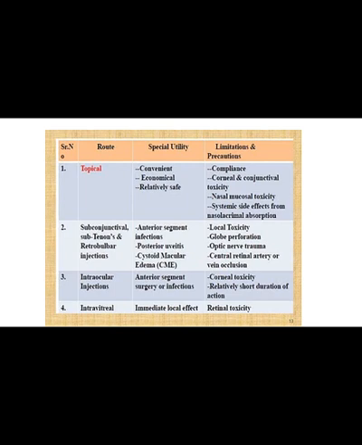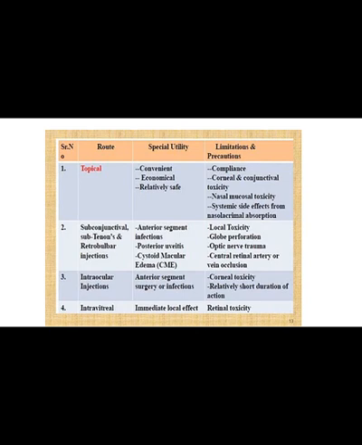Now the different routes which can be used for ocular eye diseases are the topical route, which is convenient, economical, and relatively safe, and then subconjunctival, subtenon, and retrobulbar injections can be used in the case of anterior segment infections, posterior uveitis, and cystoid macular edema. And then intraocular injections are used in case of anterior segment surgery or infections.